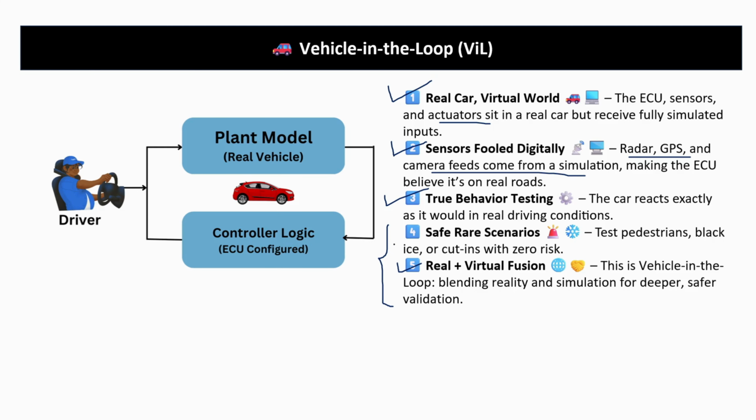The car runs exactly as it would on the road, but engineers can test dangerous or rare conditions like pedestrians suddenly crossing, black ice on the road, or a vehicle cutting in without putting anyone at risk.